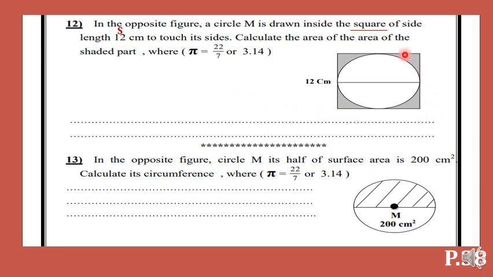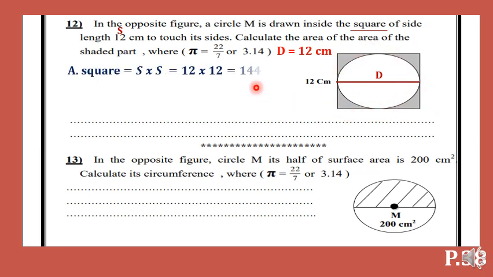Okay, here we have the circle inside the square and it touches the sides of the square. So the diameter length equals the side length of the square, which equals 12 centimeters. Now, as we said before, to find the area of the shaded part, we must find the area of the outside shape and the area of the inside shape.